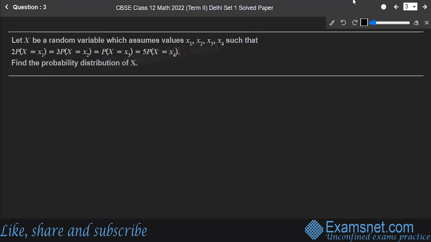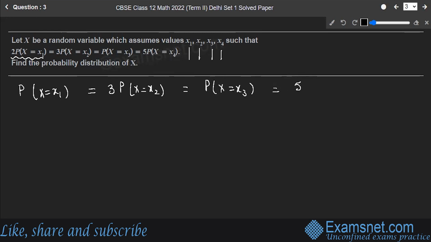Question number 3, let x be a random variable which assumes the values x1, x2, x3 and x4 such that twice the probability x is equal to x1, let's write it here, is equal to thrice probability x is equal to x2. This is equal to probability x is equal to x3. This is equal to 5 times the probability x is equal to x4. Okay, so here was twice.